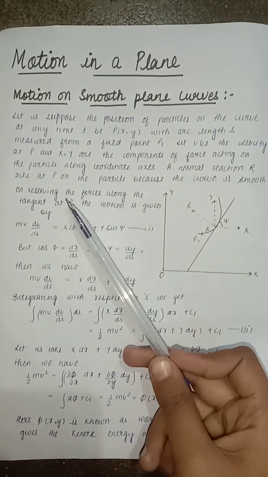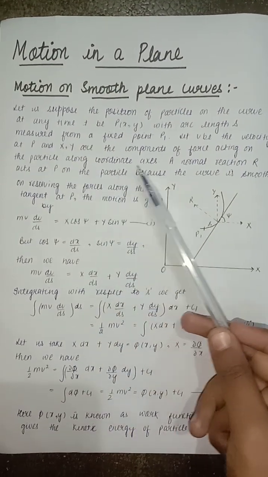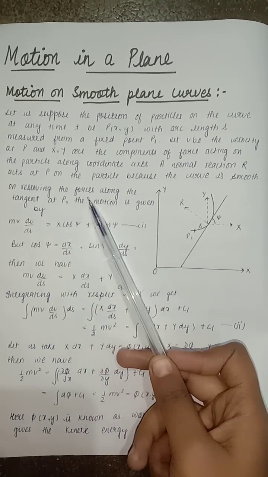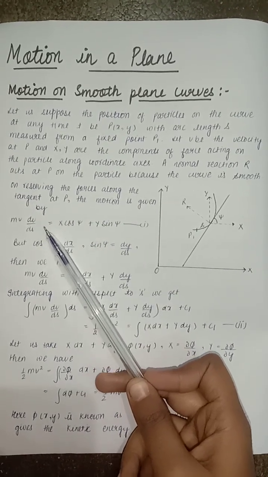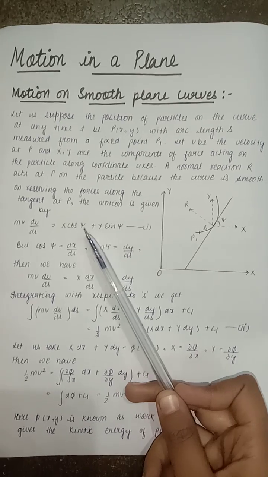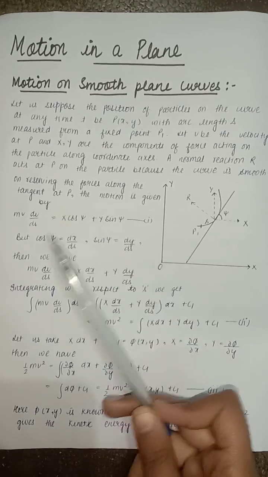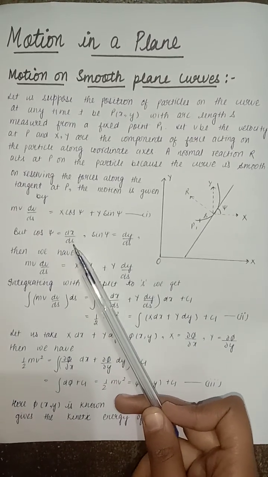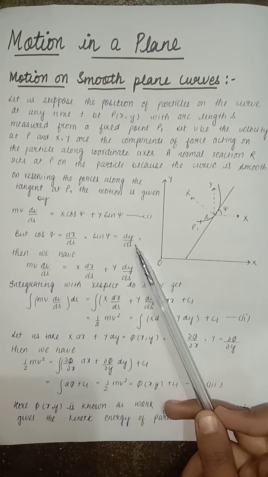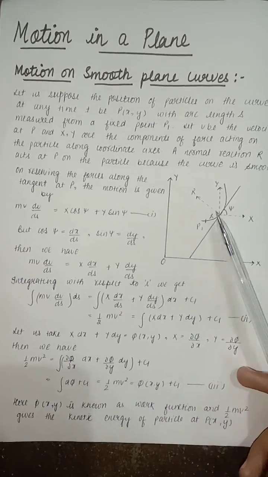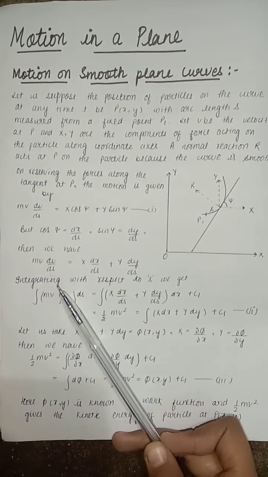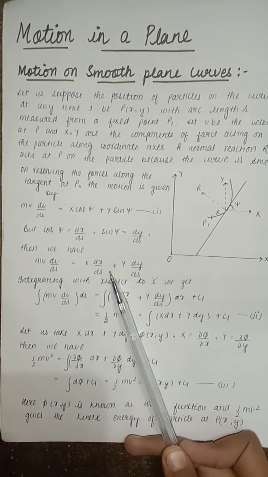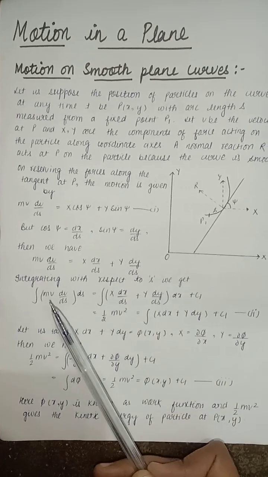Normal reaction R acts at P on the particle because the curve is smooth. On resolving the forces along the tangent at P, the motion is given by m v dv by ds is equal to X cos psi plus Y sin psi. This is equation first. But cos psi is equal to dx upon ds, and sin psi is equal to dy by ds. In this figure, we conclude this. Then we have m v dv by ds is equal to X dx upon ds plus Y dy by ds.